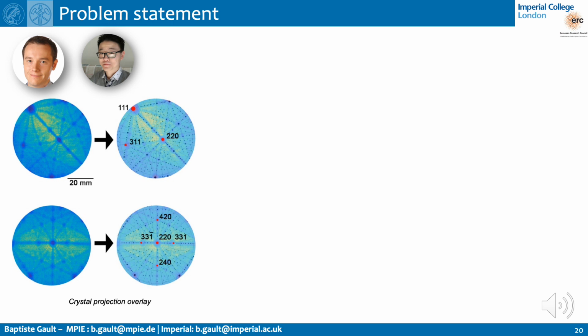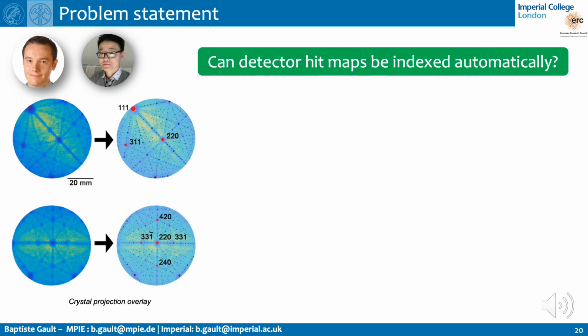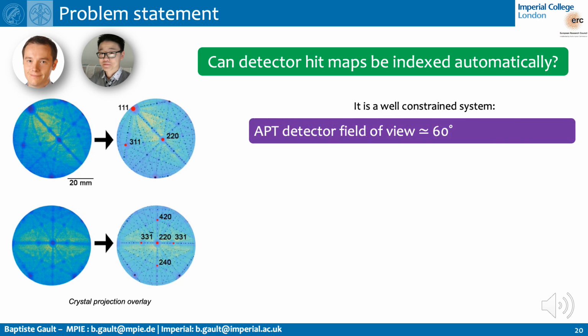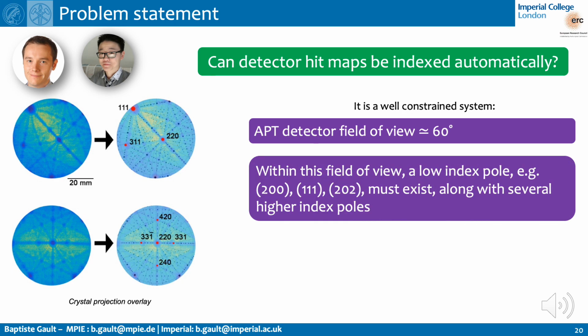If we look at these types of maps, we can associate to each of these poles that we see a specific set of planes, in that case 111 and 220, for example. And the good thing for us is that if we want to index these maps automatically, we are dealing with a system that is well constrained. We know that the total field of view of the atom probe is roughly 60 degrees. Most of these maps, coming from, in that case, pure FCC aluminium, will contain one of the major crystallographic directions, so 100, 111, or 110.